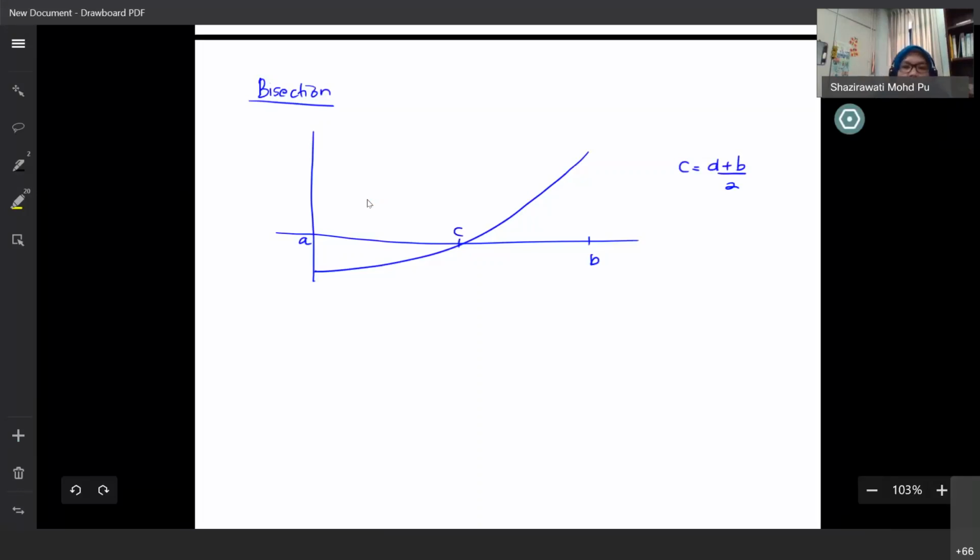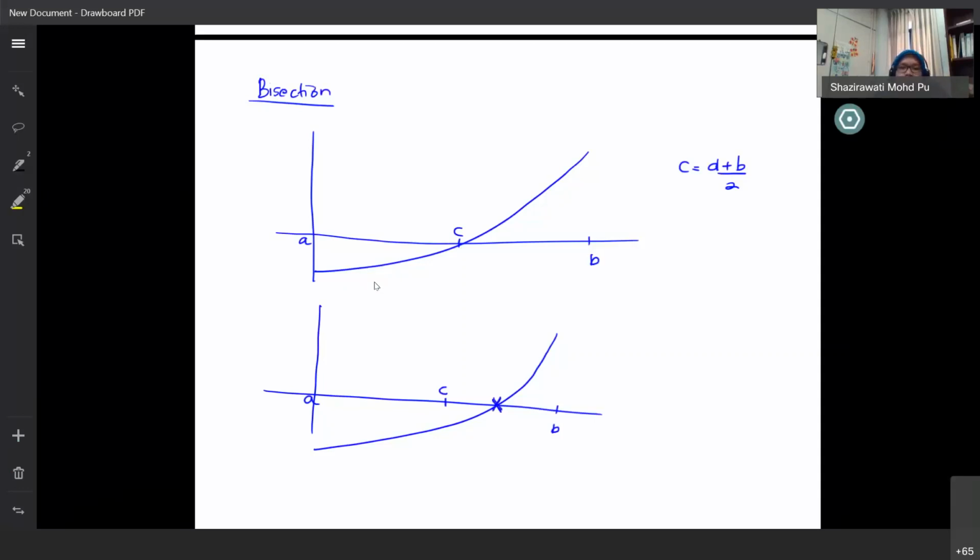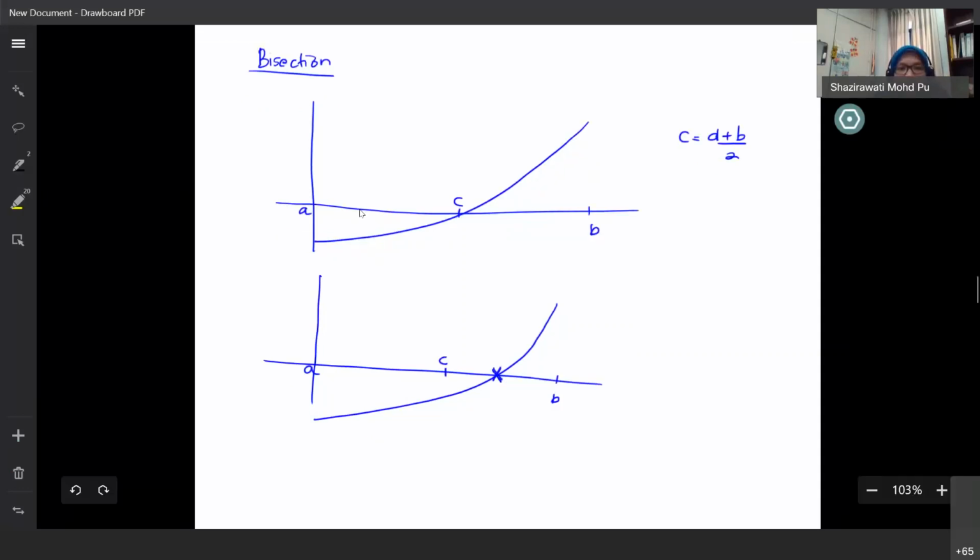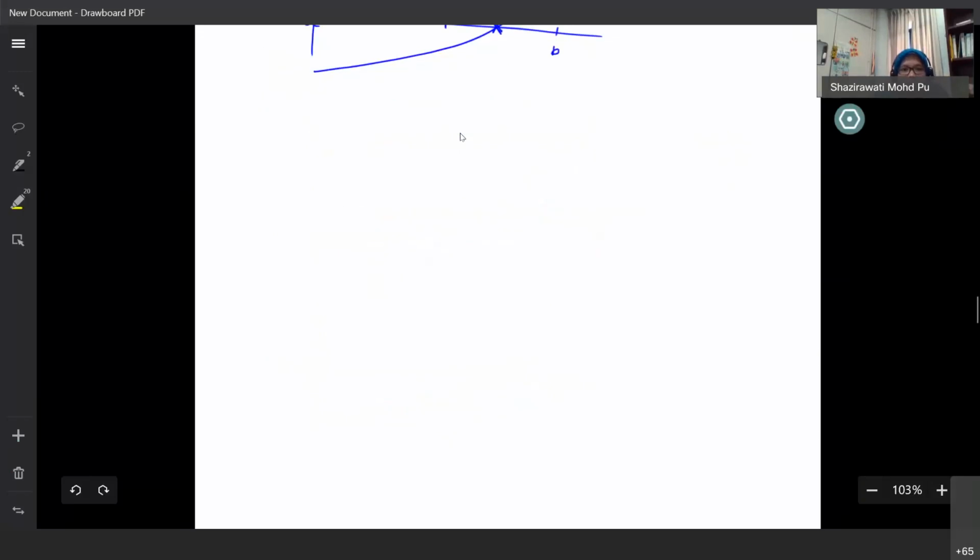But in a different case, maybe I can do something like this. Say we have a picture like this, with A and B. For the first time in the bisection, your C is here, but your actual root is marked by the X.